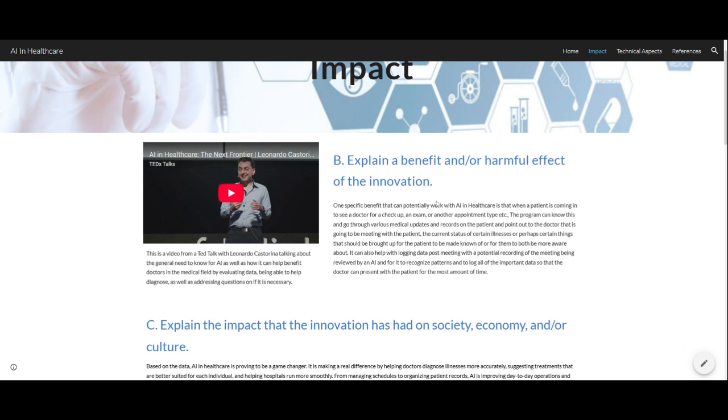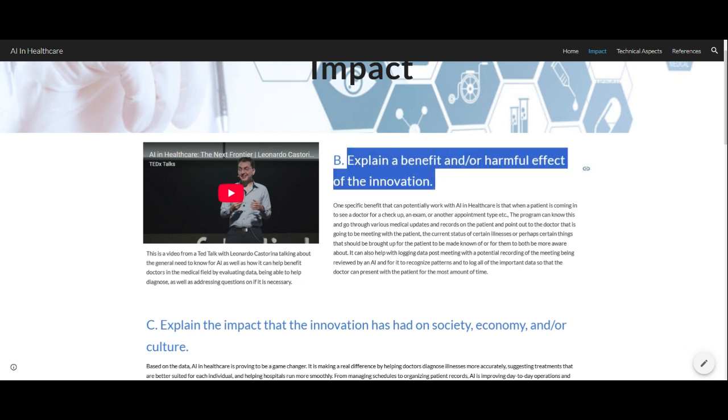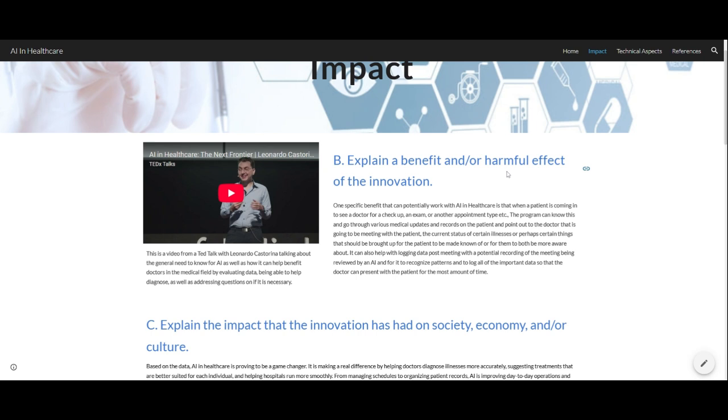For B, explain a benefit and or harmful effect of the innovation. So I went through and emphasized how it is a much easier program, or programs, that doctors and medical professionals can use, so that it saves a lot of time. So they're not wasting a lot of time updating records or trying to find different things. It really just saves a lot of time to maximize the amount of attention that the doctor is giving to the patient, and it also could make things so much easier.